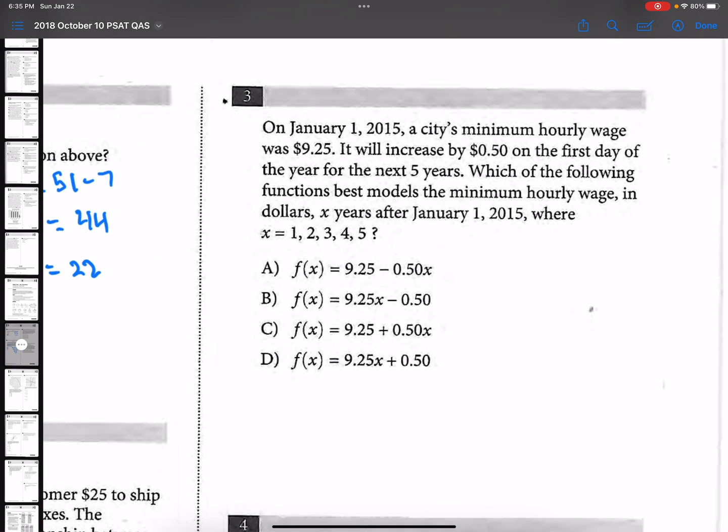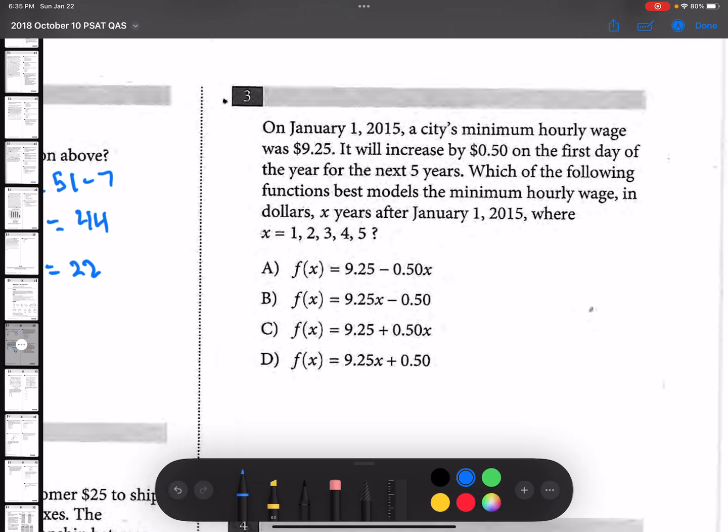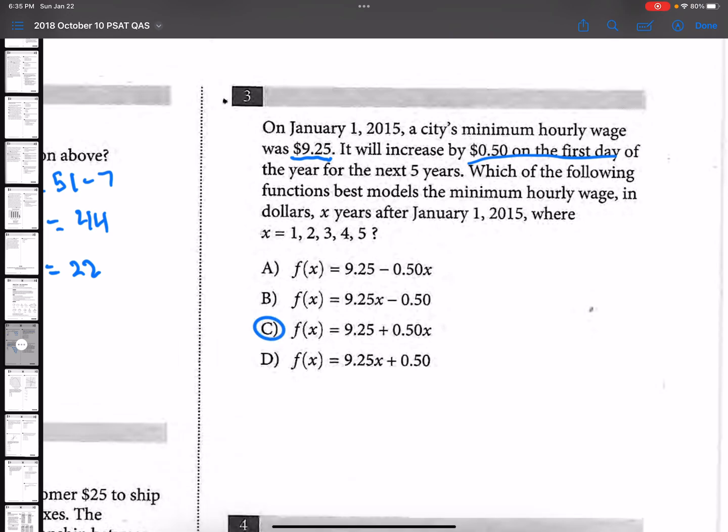Number 3. City's minimum hourly wage was 9.25. That means that's the y-intercept. And it will increase by 0.50 on the first day for the next 5 years. So that means 9.25 plus 0.5x. So that means C is the answer, and that's because the slope is written like that with 9.25 as the y-intercept.